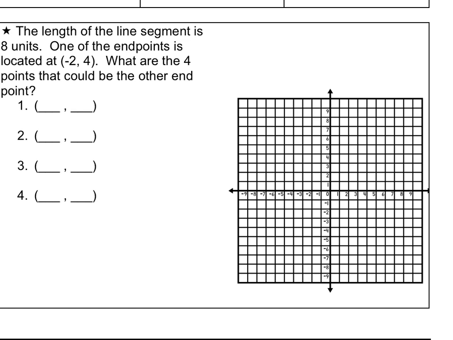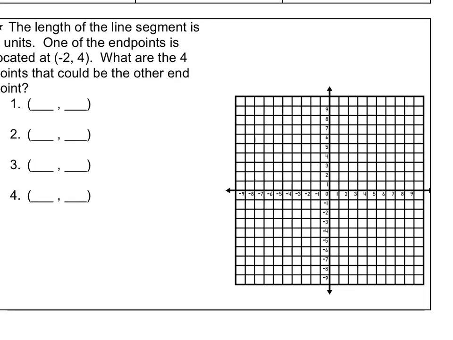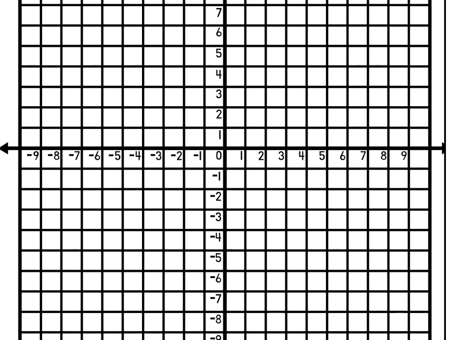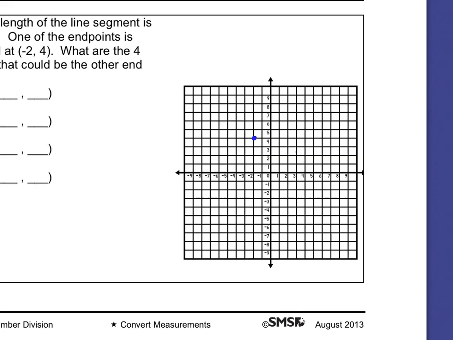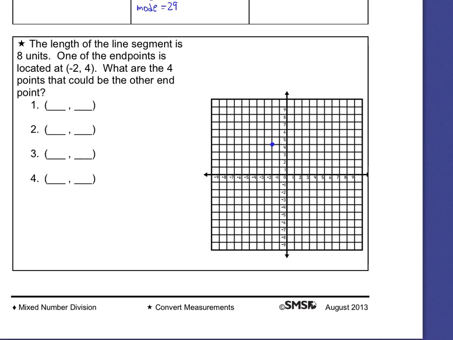And our final question is a fun one. We have 8 units of length for our line segment, and we know where one end point is. And so we're going to put a point at -2, 4, at least start there, whether we think we know what we're doing or not. So let's go to -2, 4, which would be left 2, up 4, right there. So from that point, -2, 4, we want to go 8 units in all directions, right? And we're just not going to go diagonal. We're just going to go up, down, left, and right.